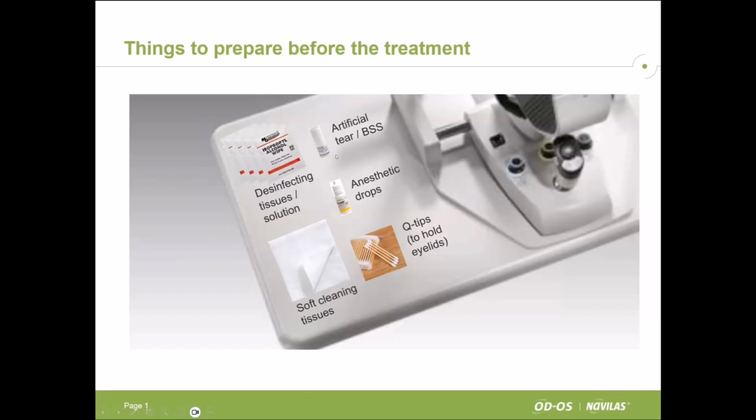Dryness of the cornea influences the transparency, thus it's necessary to have the cornea moisturized all the time. Anesthetic drops prevent the patient from blinking. Q-tips are needed to hold the upper eyelid. Usually it is very recommended to do this proactively when you are treating the lower hemisphere. With the upper hemisphere, there are only few times when you would need Q-tips to hold the upper eyelid.